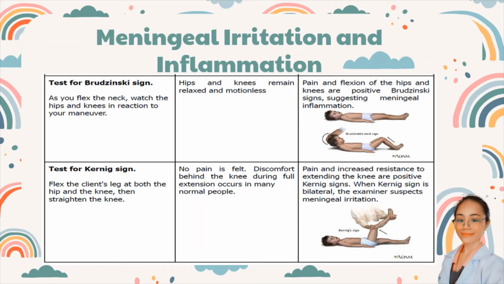And lastly is the test for the Kernig sign. Flex the client's leg at both the hip and the knee and then straighten the knee. The normal findings would be that no pain is felt. Discomfort behind the knee during full extension would occur in many normal people. For the abnormal findings, pain and increased resistance to extending the knee are positive Kernig signs. When the Kernig sign is bilateral, the examiner would suspect that there is meningeal irritation.